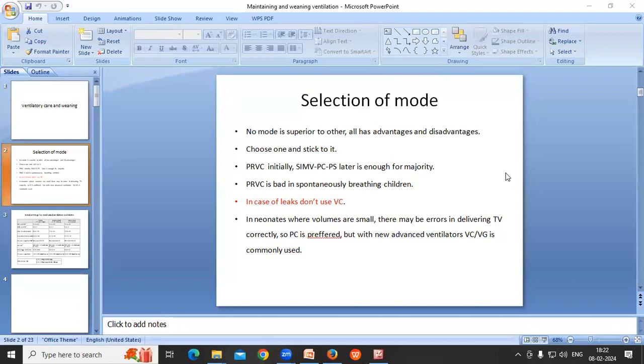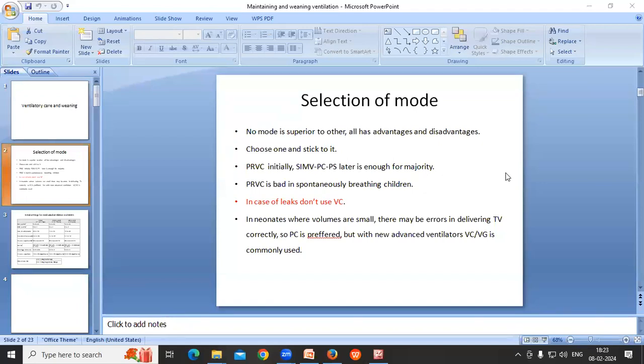Spontaneous breaths, but his rate is not more than the mandatory rate. The rate you kept is 30 and he's generating only 30 or less than 30, not more than 30. Again, it is PCV mode, pressure control. But there are assisted breaths now. Previously, it was only control breaths. Now it is assisted plus or minus control, depending on the patient's generation.